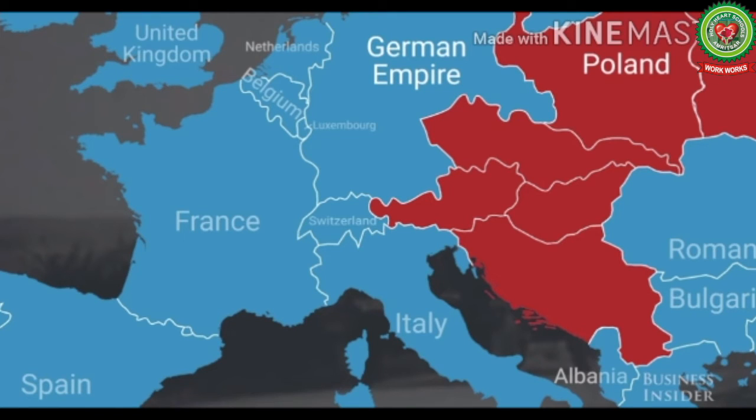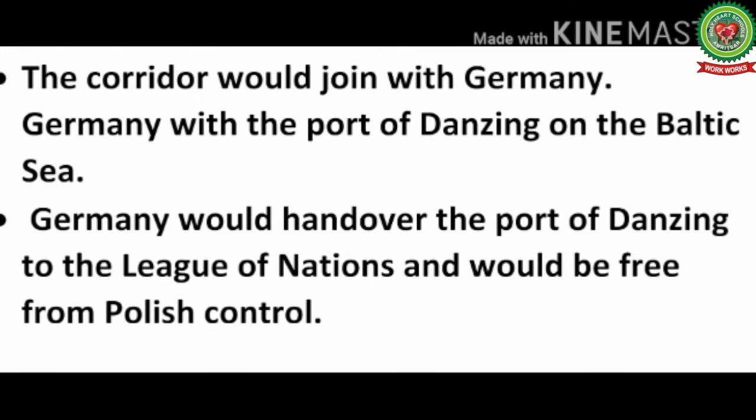Poland was created out of Germany and made an independent sovereign state. The corridor would join Germany with the port of Danzig on the Baltic Sea. Germany would hand over the port of Danzig to the League of Nations and would be free from Polish control. The port of Danzig was very important for Germany for commercial purposes. Now it was decided that Germany would hand over the port of Danzig to the League of Nations and would not control any area where the Polish community was in majority.